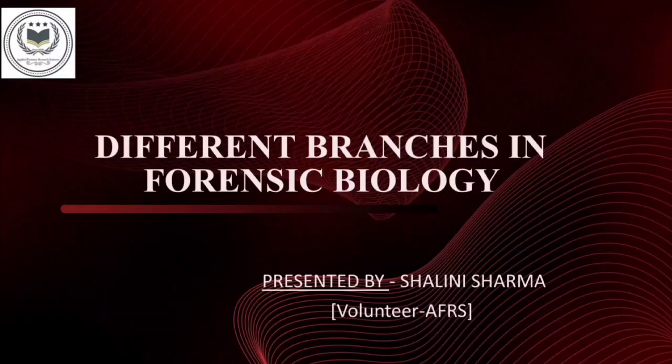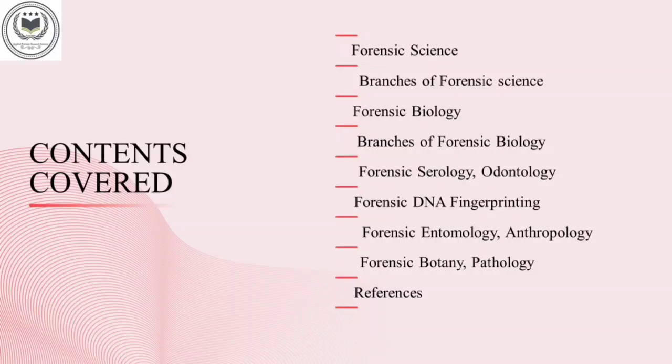Today's topic of presentation is different branches in forensic biology. So let's begin with our topic. In the upcoming presentation, we will be discussing what is forensic science, what are the various branches of forensic science, what is forensic biology, what are the various branches of forensic biology including forensic serology, forensic odontology, forensic DNA fingerprinting, forensic entomology, forensic anthropology, forensic botany and forensic pathology.